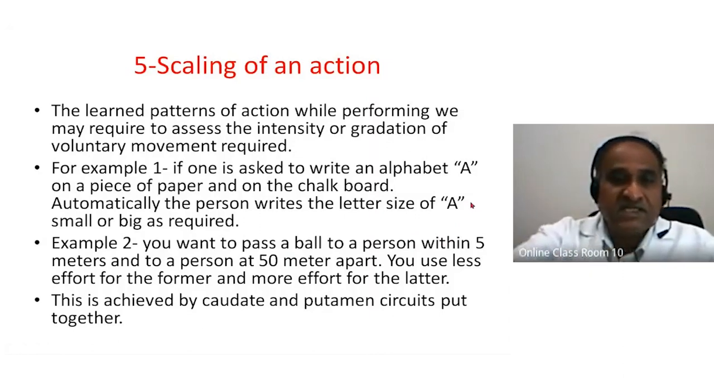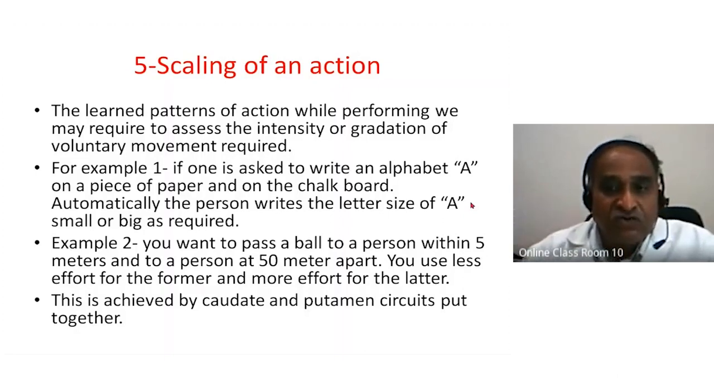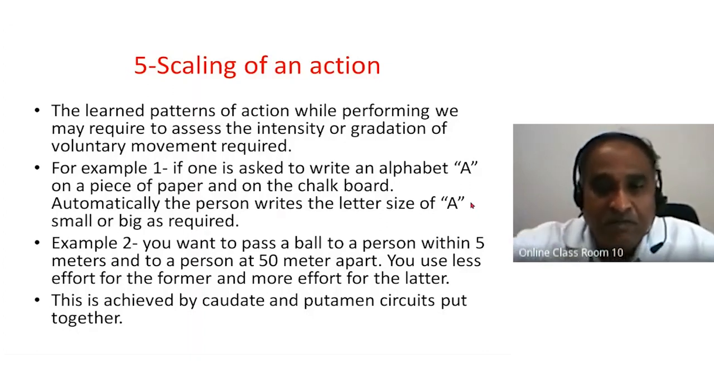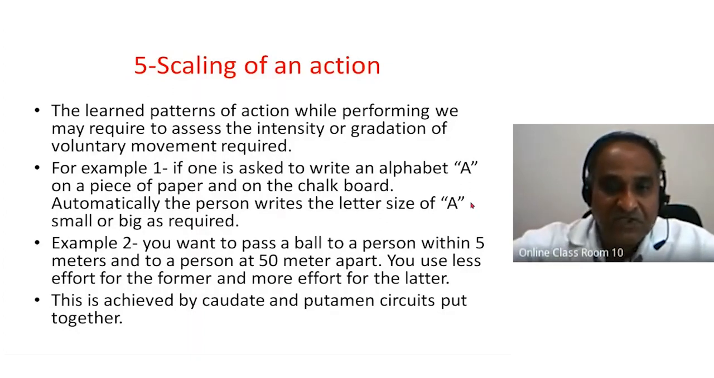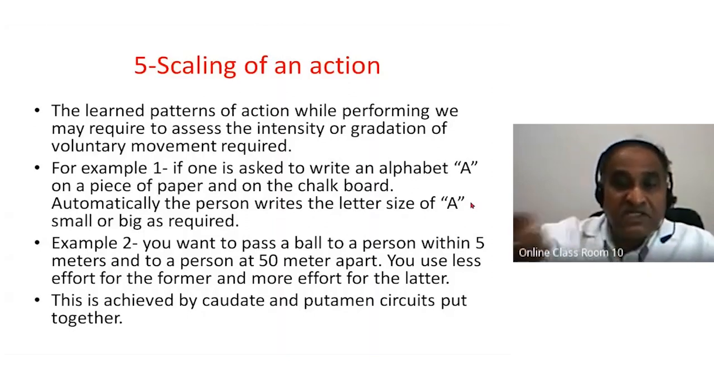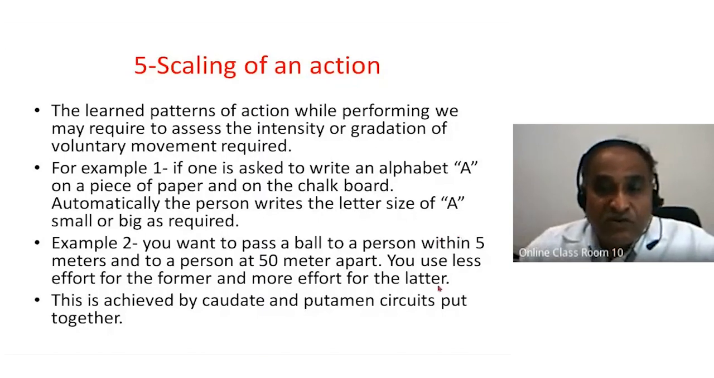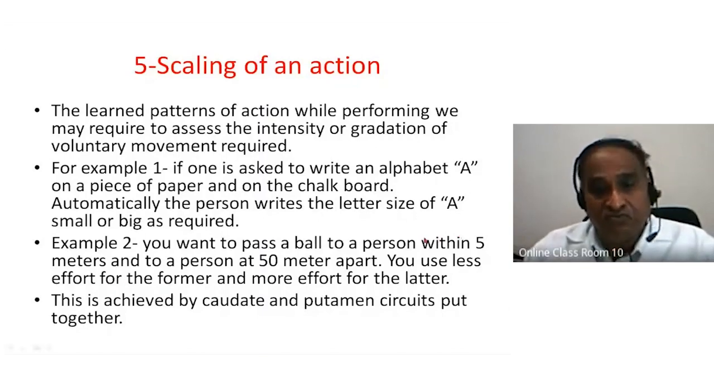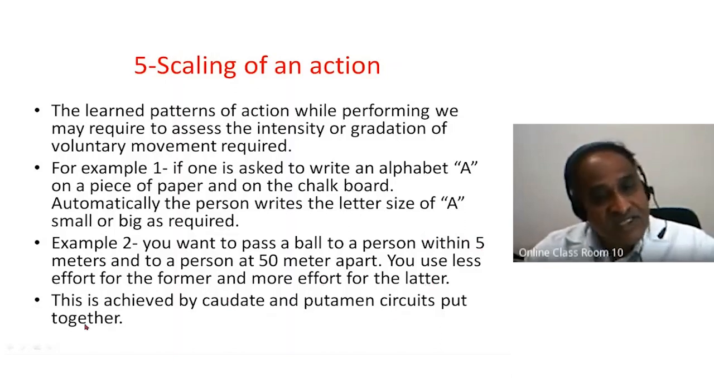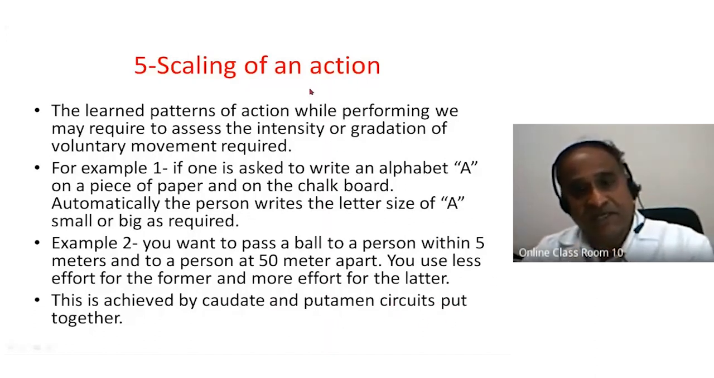One person is at a 5 meter distance, another is at a 50 meter distance. With the 5 meter person, you just give a small drop, which means the intensity of the action is less. With the 50 meter person, you will throw it with greater intensity. So you use less effort for the 5 meter person, and more effort for the latter. This again requires both the caudate and putamen circuits together. That is the scaling of an action.